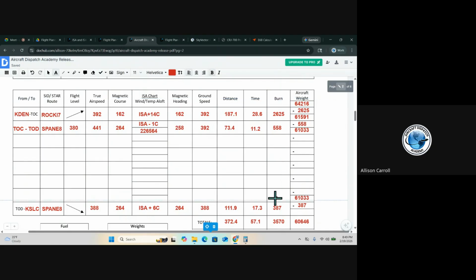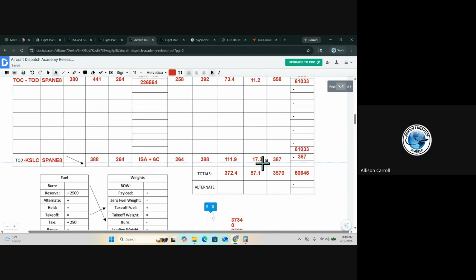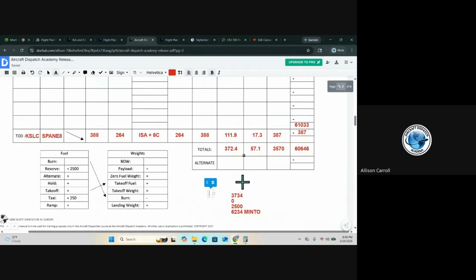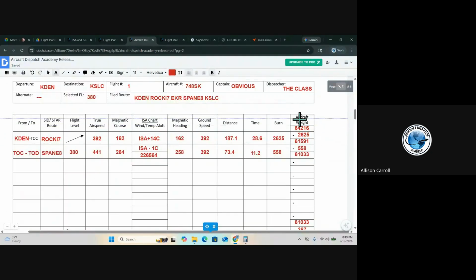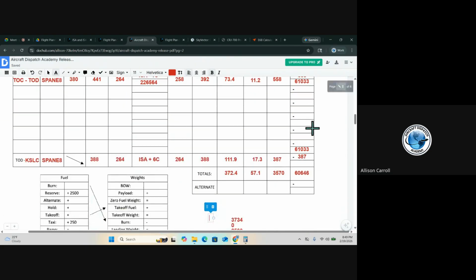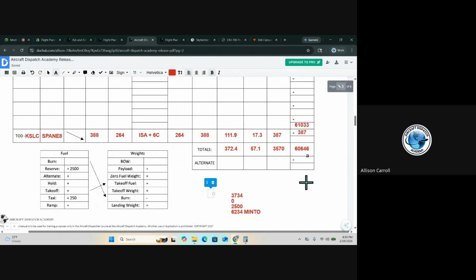Okay. So we just figured out our actual burn. We just figured out our actual time. Our distance is our distance, right? But now we are going to figure out our actual takeoff weight and our actual landing weight. Because even up until this point, the aircraft weight came from an estimated takeoff weight, right? And even this would technically be an estimated landing weight. So now we're going to figure out our actual landing weight, putting in all of these more accurate numbers with the fuel burn for this flight from Denver to Salt Lake.